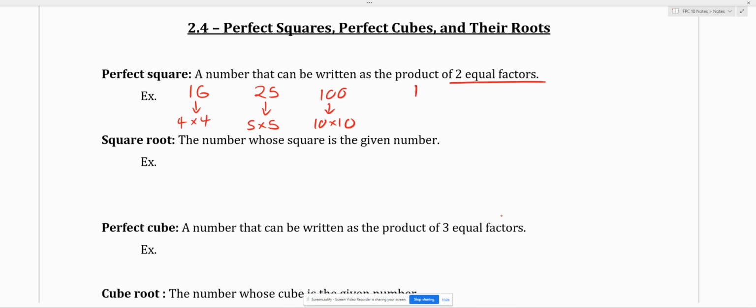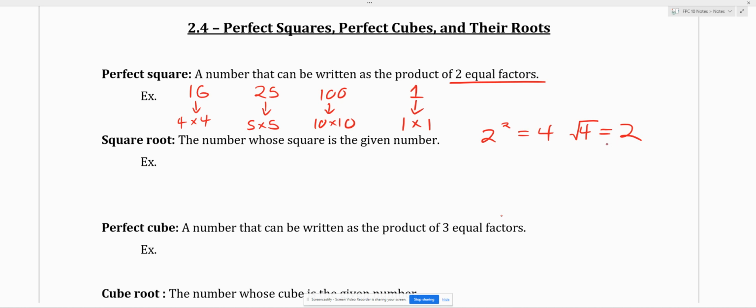Or one that we don't often think about, but it is a perfect square that is used a lot later on in more advanced math, is simply 1 times 1. So it is technically a perfect square too. And square roots is really just a number whose square is the given number, meaning that if I take a number and square it to get 4, that means that I can go backwards and take my 4 and square root it to go back to the 2.